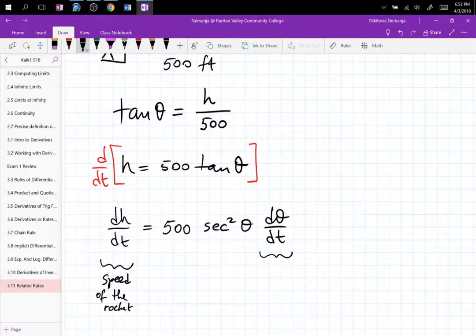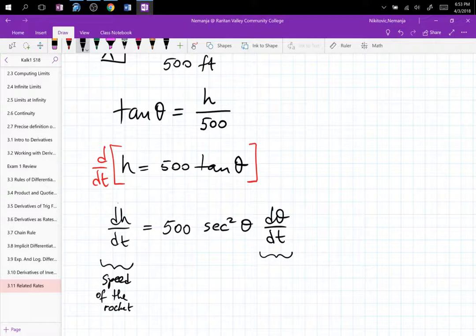Now, what's this one? d theta dt. What is that? How much the angle changes over time? Uh-huh. How much the angle changes over time. Guys, look at this. You see this? This is the camera lens right here, right?